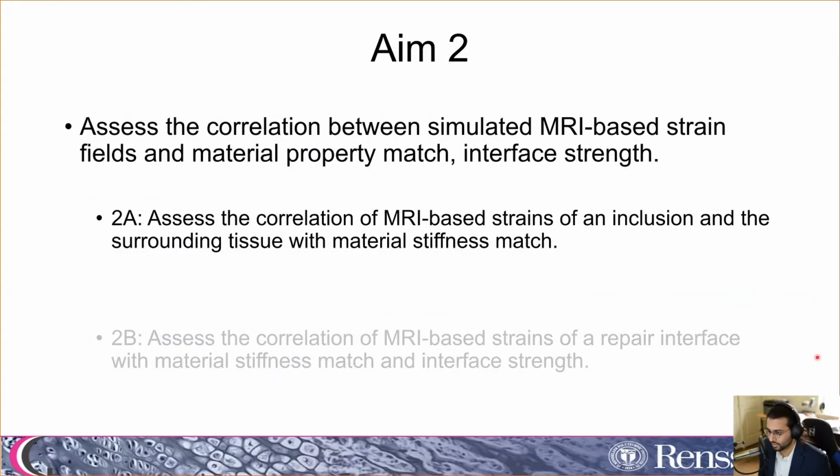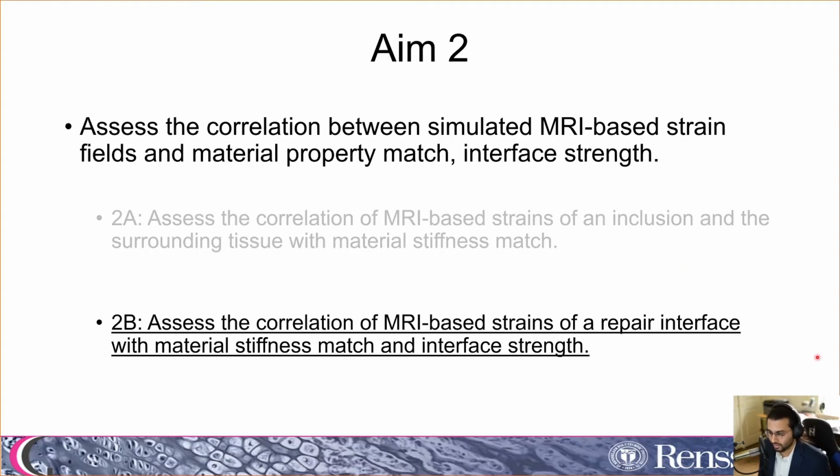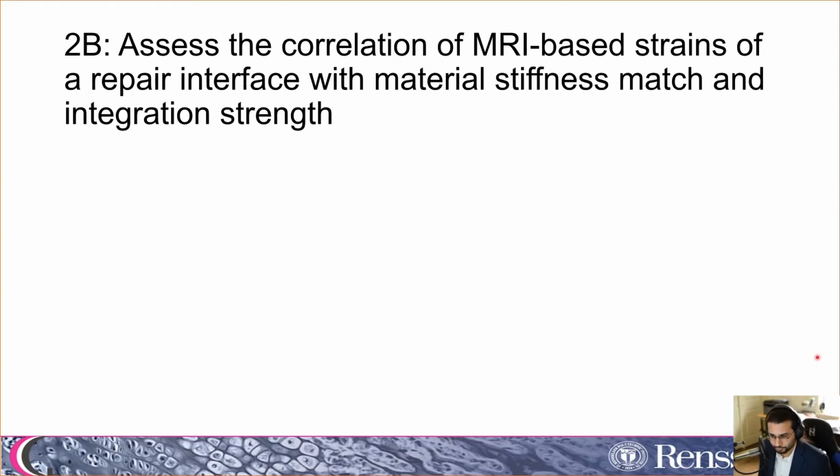So that gives us an answer here. Yes, we can use MRI-based mean strain ratio to correlate with stiffness ratio and quantify the optimal range for these spatially dependent material property differences. So now we can move on to our second subject, assessing the correlation of MRI-based strains.